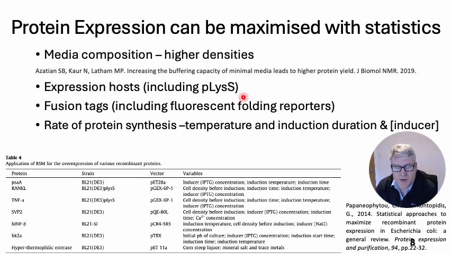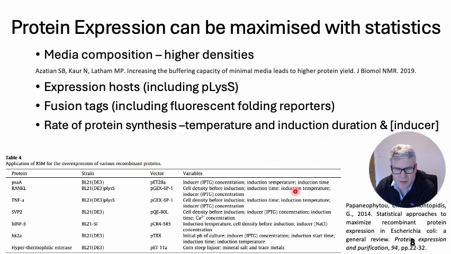Expression hosts for E. coli may include pLysS, which will stop leaky expression in BL21(DE3) strains. Fusion tags are a really common one to explore, and that includes these C-terminal fluorescent folding reporters that allow you to see the levels of protein even before you've purified, and it can be a rapid way to optimize expression by looking at fluorescence levels. But everything really centers around the rate of protein synthesis, so the temperature, induction duration, and the concentration of inducer.